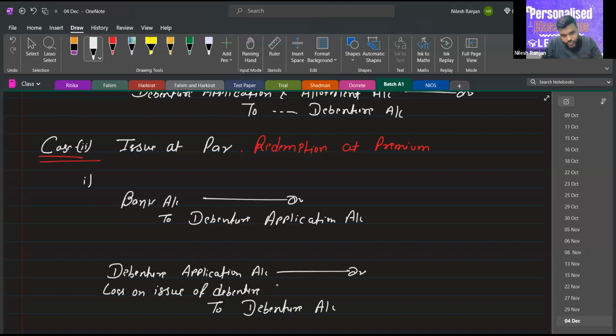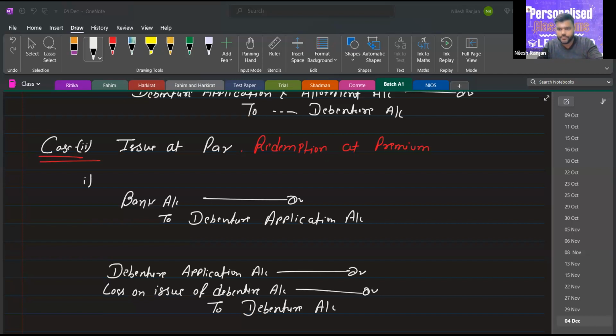Yes, for the concept of conservatism, I told you in the previous class that we record any expenses or loss which will be incurred in future in the project if we expect that, but we don't record any profit of the future. So Ritika, are you aware of this concept? The principle of conservatism. I don't remember.